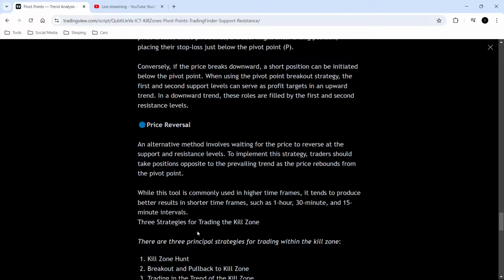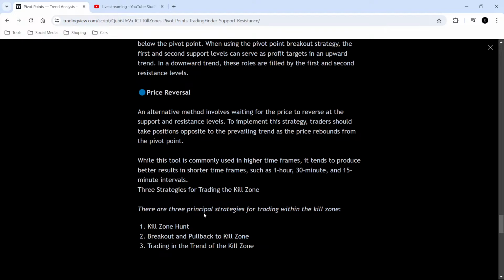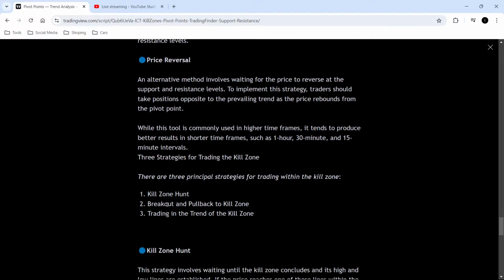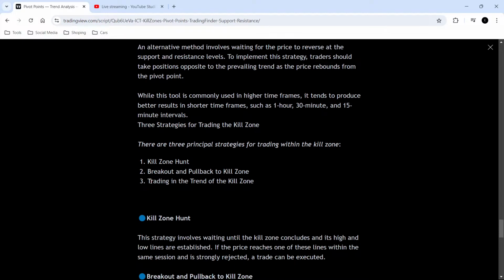Three strategies for the kill zone. There are three principal strategies for trading within the kill zone: kill zone hunt, breakout and pullback to kill zone, trading in the trend of the kill zone.